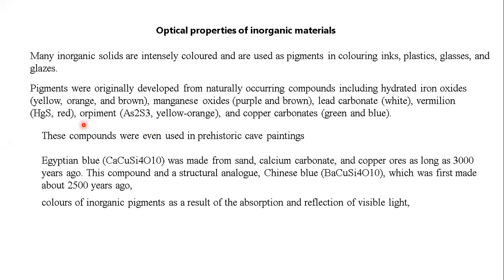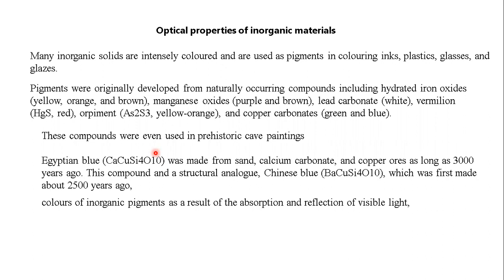Then orpiment, that is yellow orange color. Then copper carbonates have a green color. Some are blue color. So these compounds were used; previously some people used to stay in caves, and people also drew on the caves. If you go to some historical places, you can see many cave paintings. For these cave paintings, they used naturally occurring compounds.